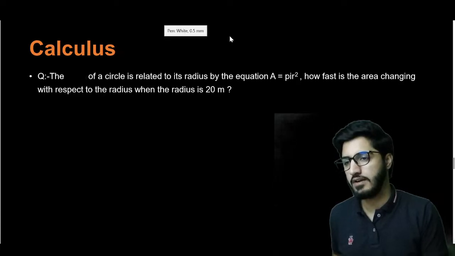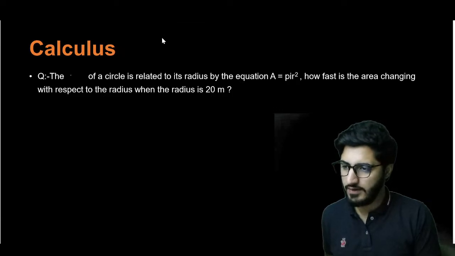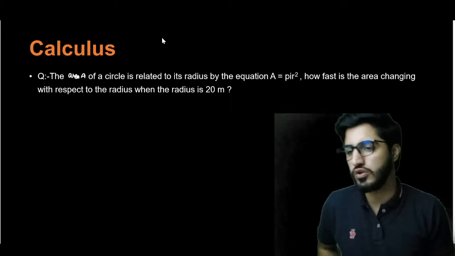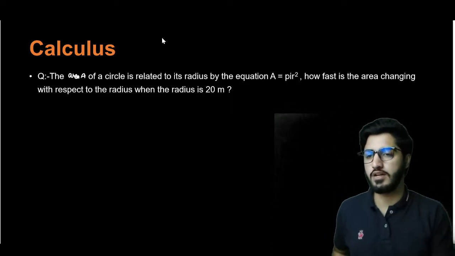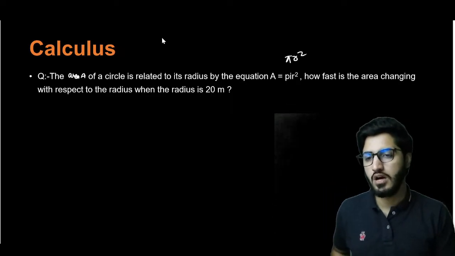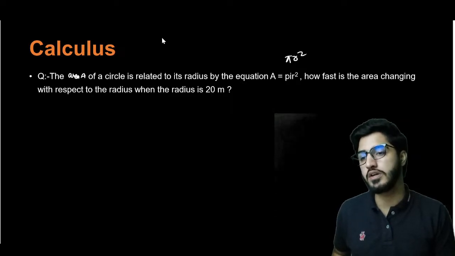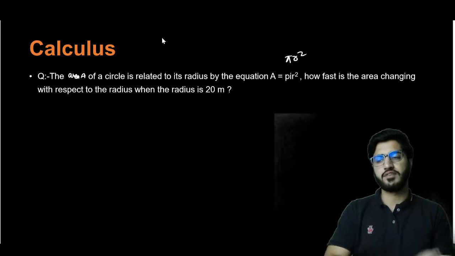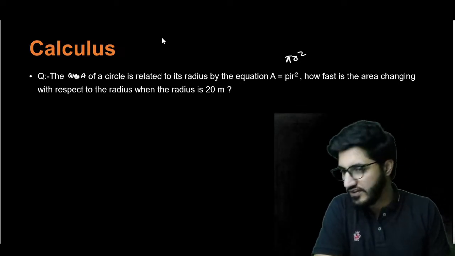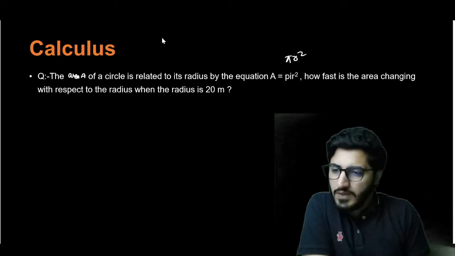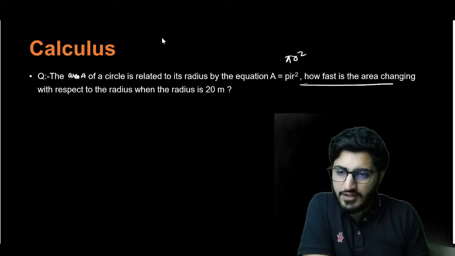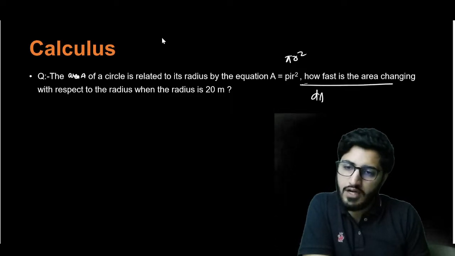If we have an area A, the area of a circle is related by the equation A equals pi r square. How fast is the area changing with respect to the radius when the radius is 20 meters? Basically, this is a pure differentiation question, right? We can do differentiation here. We have to find out how fast the area is changing with respect to the radius. That is, we have to find dA by dr.